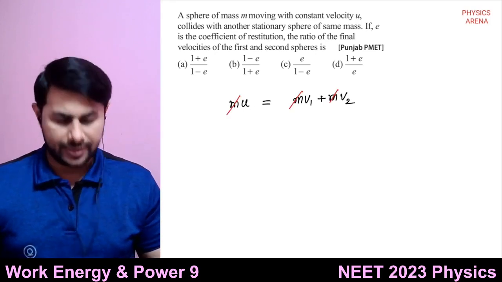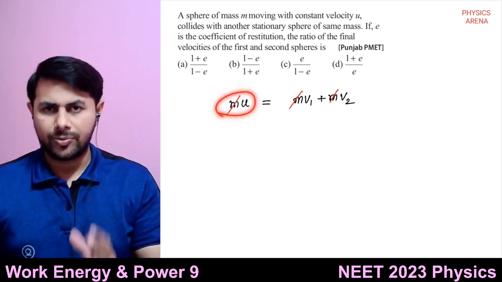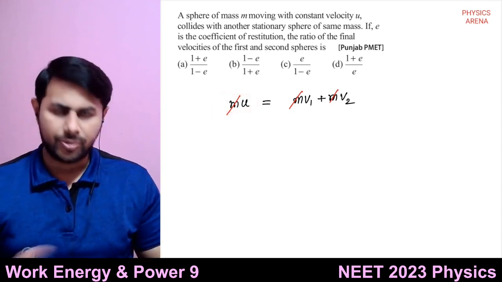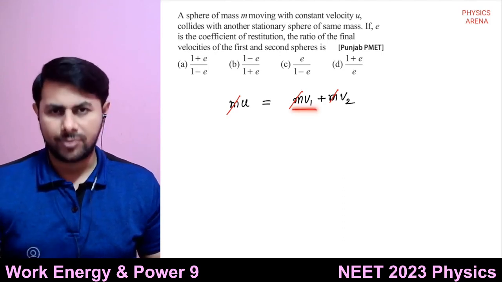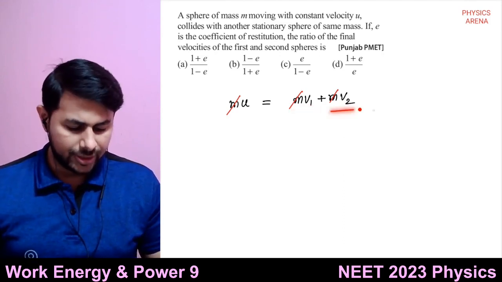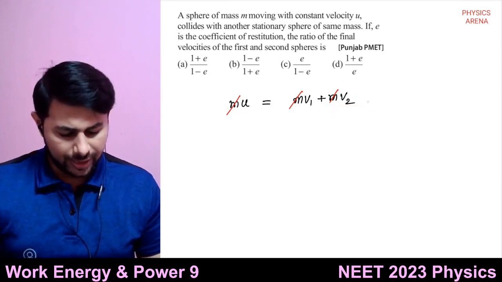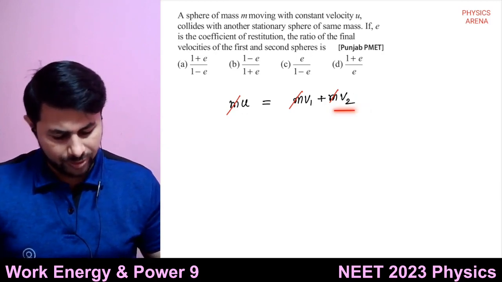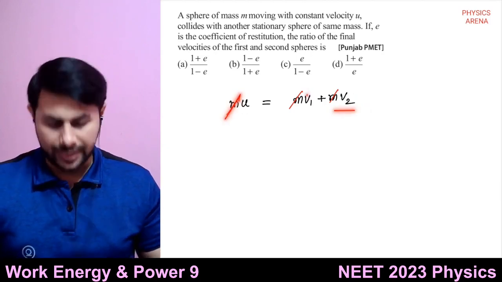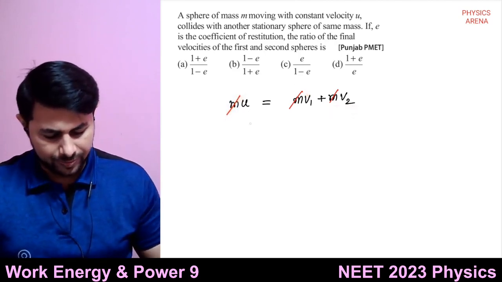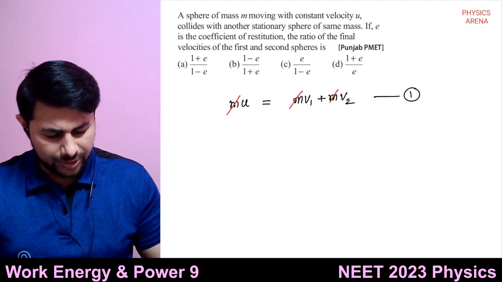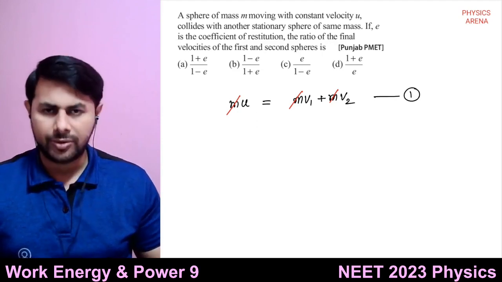The second body was at rest, so the momentum of the first body before collision plus the momentum of the second body, which is 0, is equal to m times v1, the momentum of the first body after collision, plus the momentum of the second body after collision, m times v2. So m gets cancelled. We get u equals v1 plus v2. Let's call this equation 1.